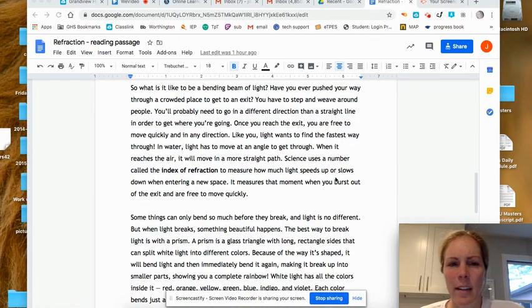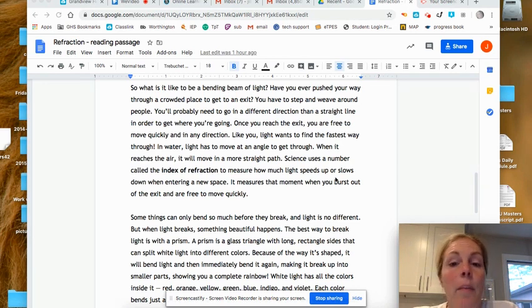So what is it like to be a bending beam of light? Have you ever pushed your way through a crowded place to get to an exit? You have to step and weave around people. You'll probably need to go in a different direction than a straight line in order to get where you're going. Once you reach the exit, you are free to move quickly and in any direction.